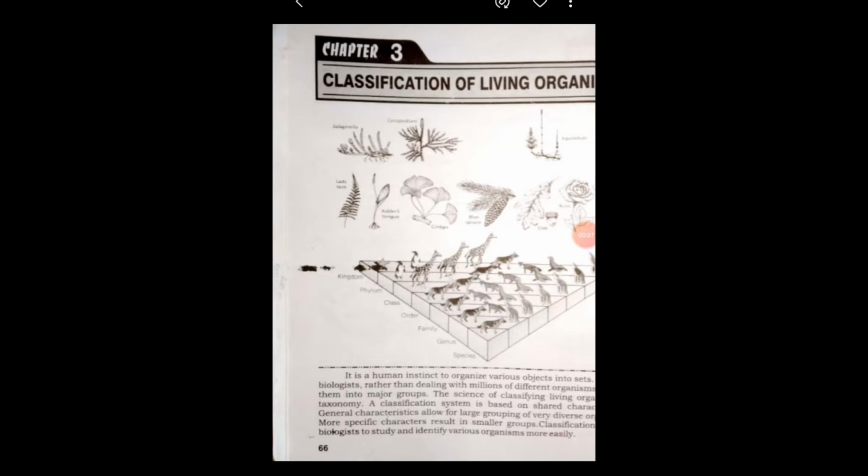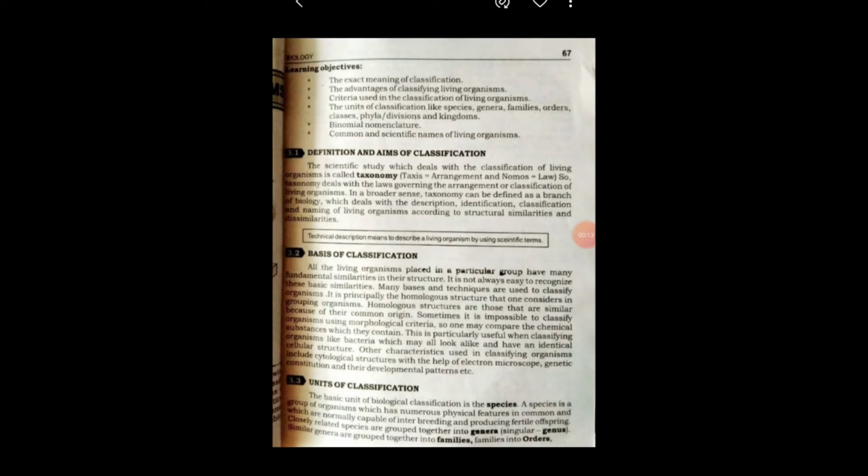Today students, we are going to start a chapter, classification of organisms. Taxonomy. Taxonomy is the branch of biology which deals with the description, identification, classification and naming of living organisms according to structural similarities and dissimilarities.